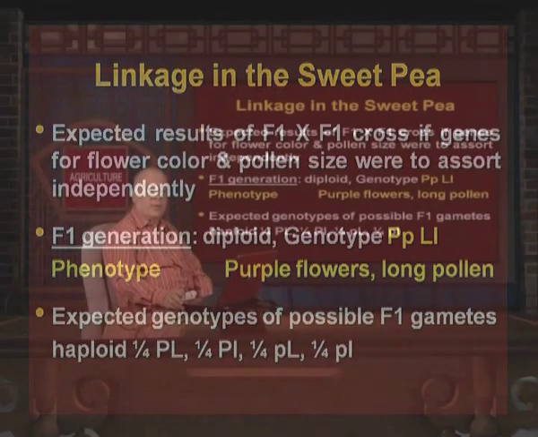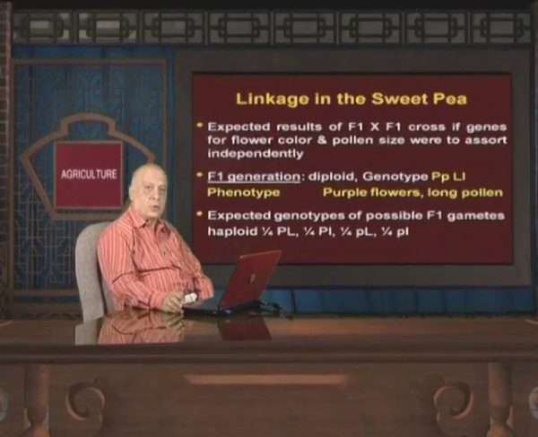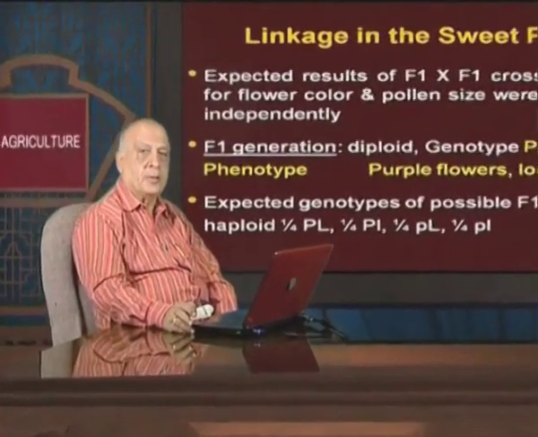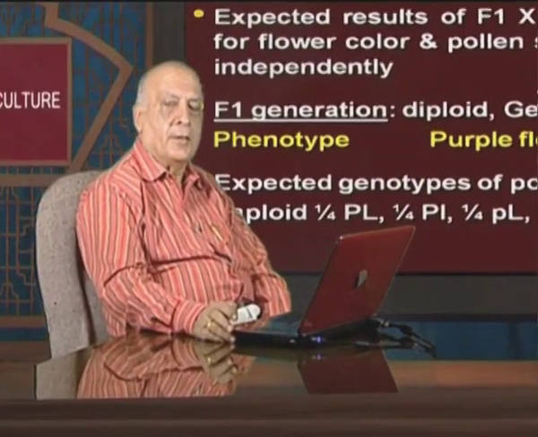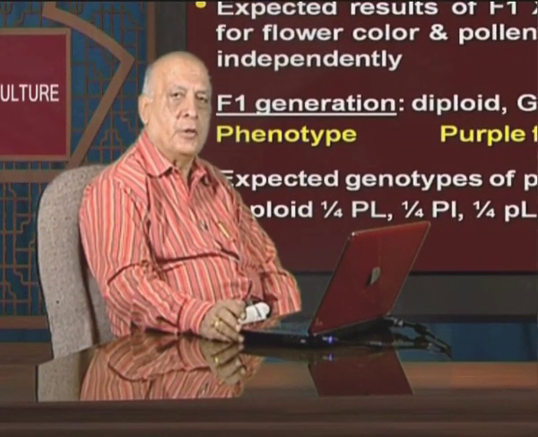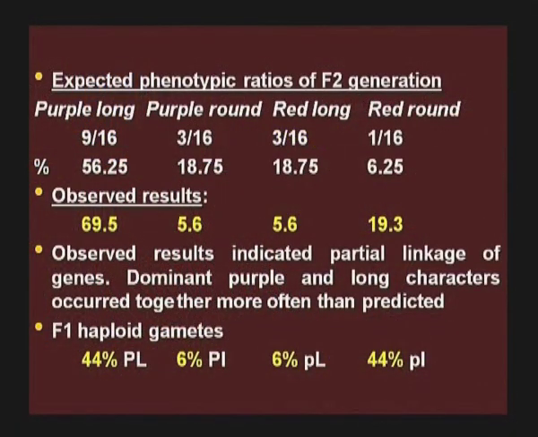That is the result of the expected test cross, as per the predictions of Mendel, where all should fall in the ratio of 1:1:1:1, that is 25% each if the total number of offspring is 100. The expected phenotypic ratio of the F2 generation, that is purple long, purple round, red long and red round, as shown here, is 9 out of 16, 3 out of 16, 3 out of 16 and 1 out of 16.